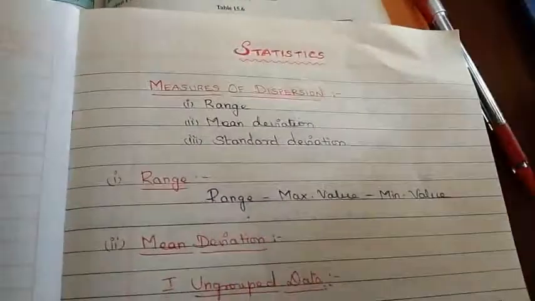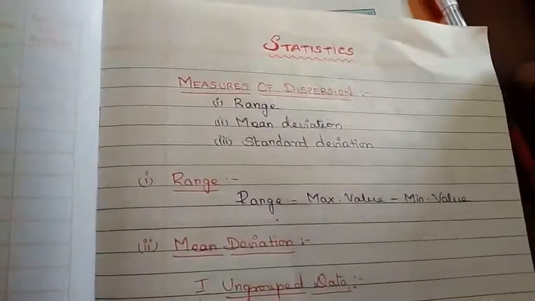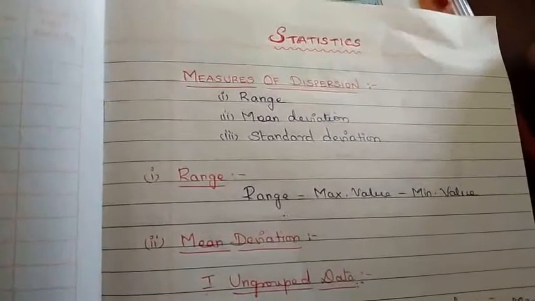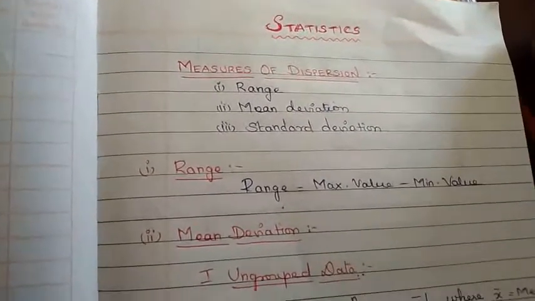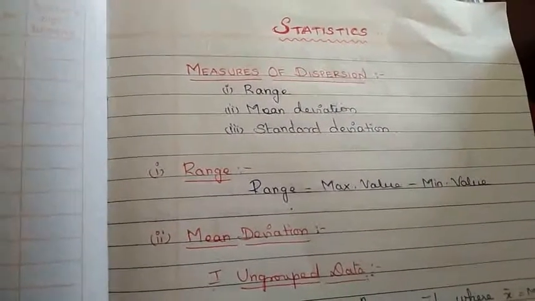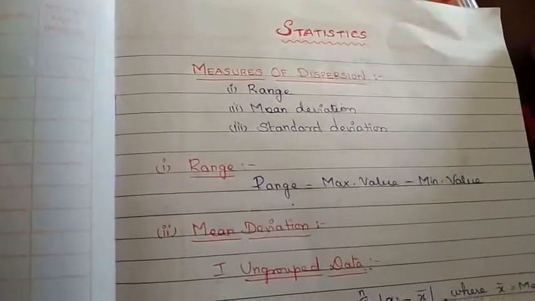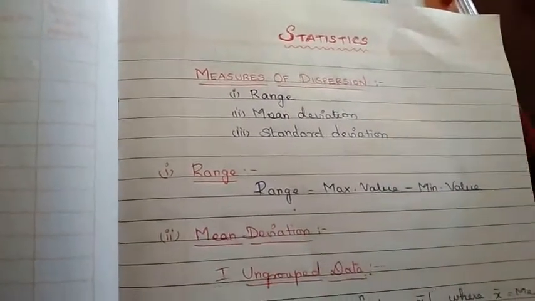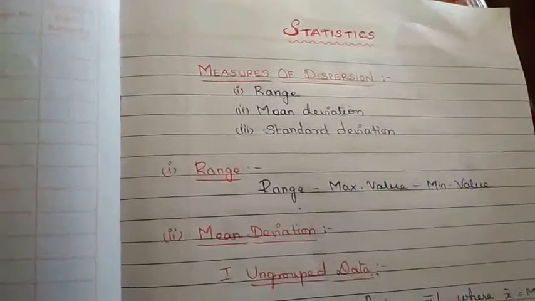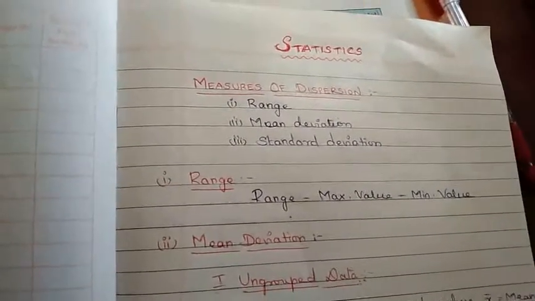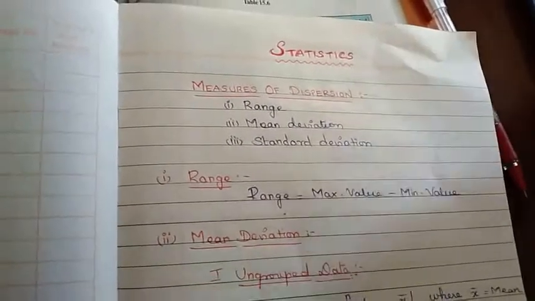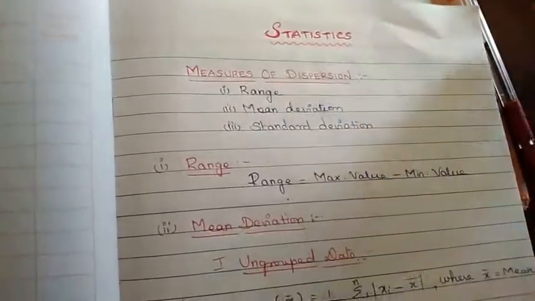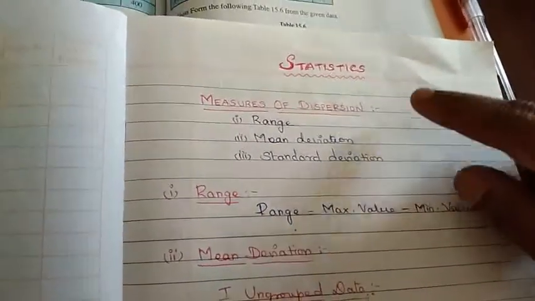Hello students, in today's class we are going to revise the next chapter, statistics. It's a numerical chapter. Under statistics we have learned measures of dispersion. In the lower classes, we learnt more about measures of central tendency, which is mean, median and mode. In class 11 we have learnt about measures of dispersion.